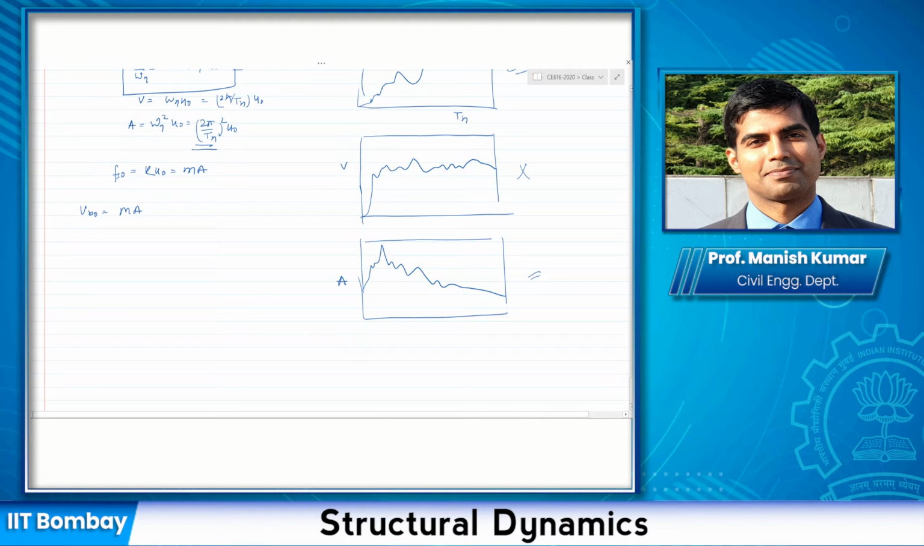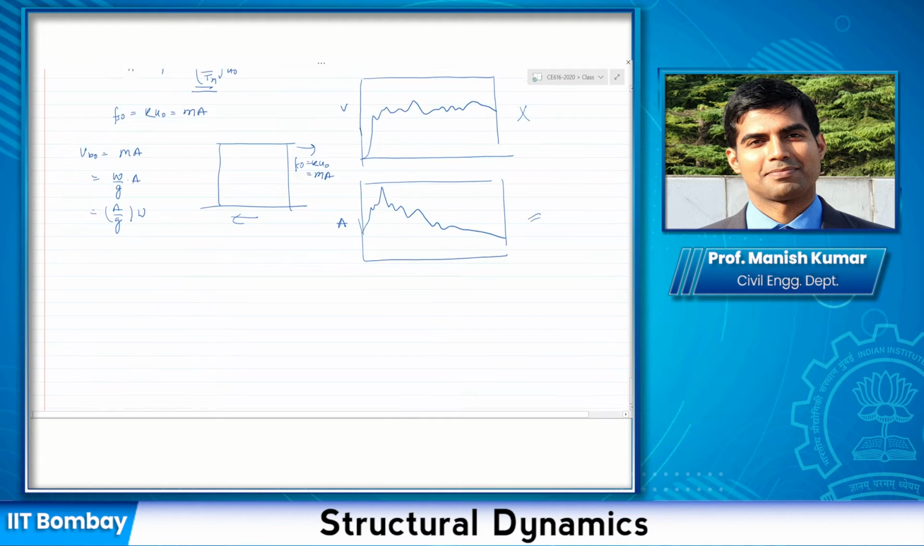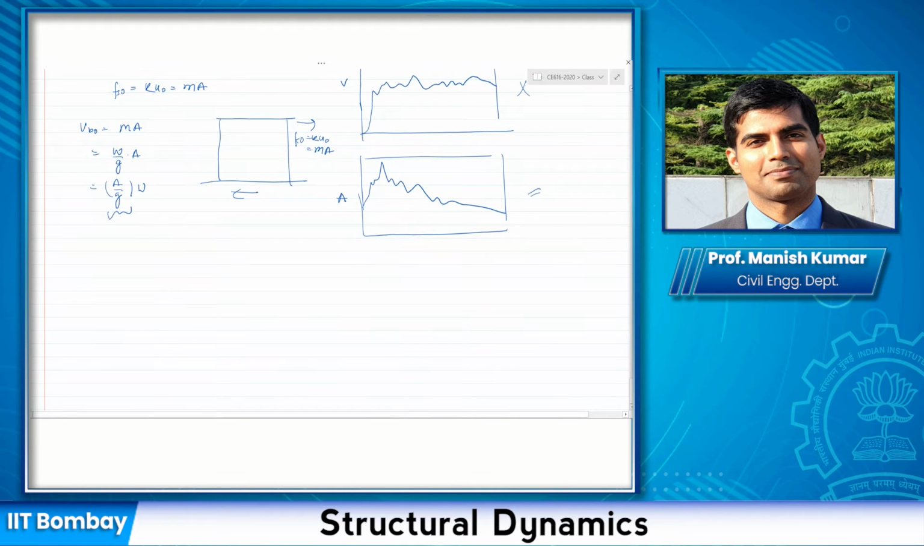Now, in many of the design codes, the base shear, remember, we can write it as m times A. If this is my structure, I apply a force equal to k U naught, which is equal to mass times pseudo acceleration. And if I write mass as weight divided by g, I can further write this as A divided by g times W. This quantity here is many times called the seismic coefficient, and W is called the seismic weight.